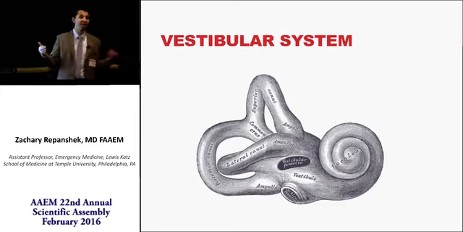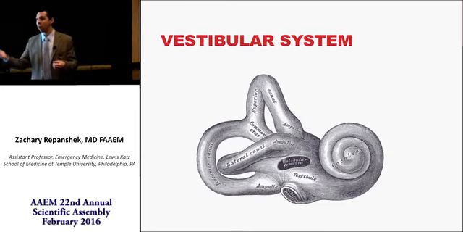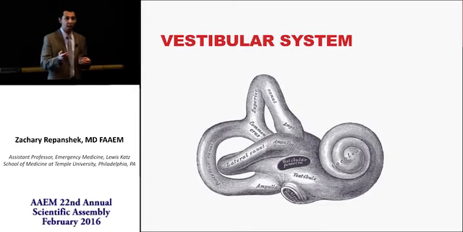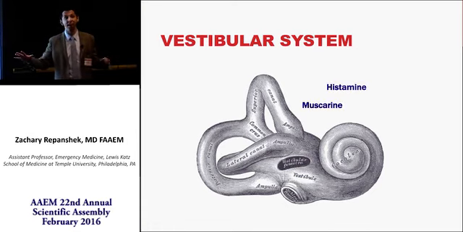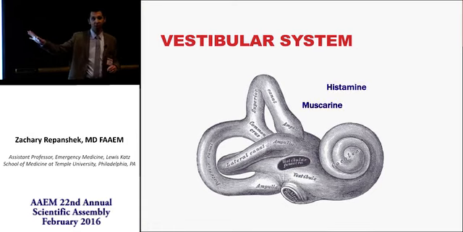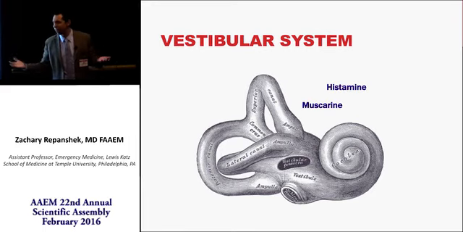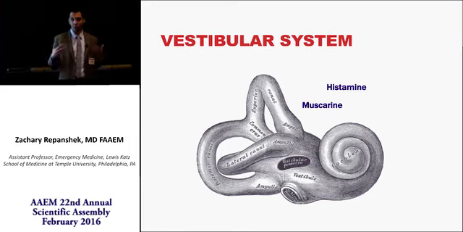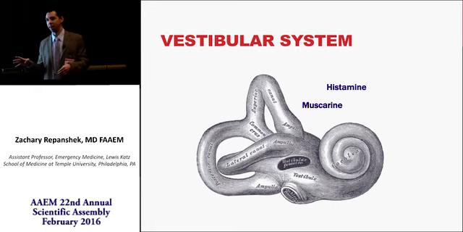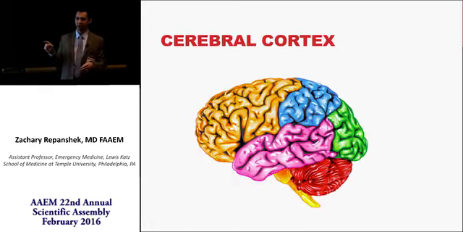In comparison, vestibular-related vomiting, your vertigo patient that just can't stop vomiting, that's caused by a completely different thing. That's caused by histamine and muscarine. So these are 2 completely different types of vomiting, so why would we treat them in the same way? Well, we shouldn't.